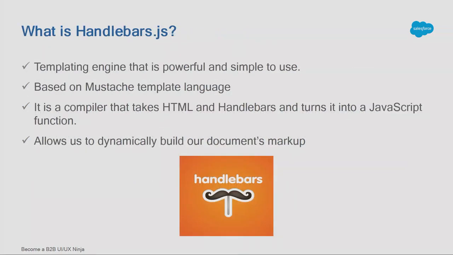Okay, so first off, what is Handlebars.js, right? So this is a templating engine that's powerful. It's super simple to use. It's built on the old Mustache template framework. And what this is, it's a compiler. It's going to take all of our HTML and Handlebars and turn it into a JavaScript function for us. And that allows us to do some really cool things on the page and kind of change how things look. That's very dynamic, and it helps build our document's markup.